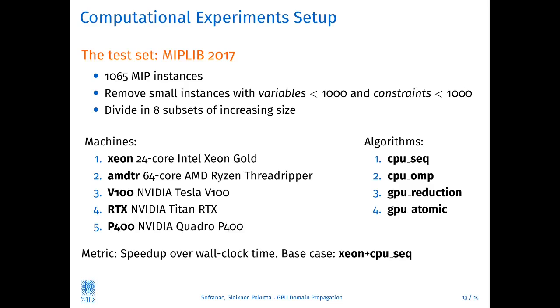As the metric for comparison, we use speedup over wall clock time for propagation to the fixed point. We chose the sequential execution running on the Intel Xeon machine as the base case, and we will report the speedups for the rest of the algorithm machine combinations over this execution.